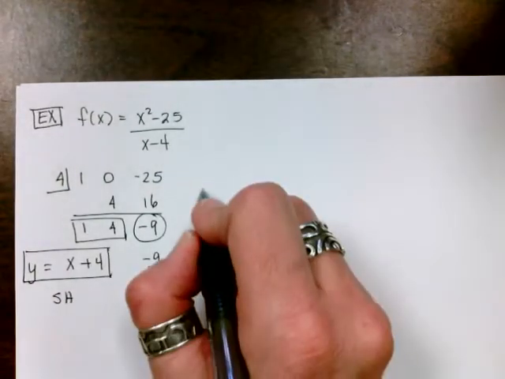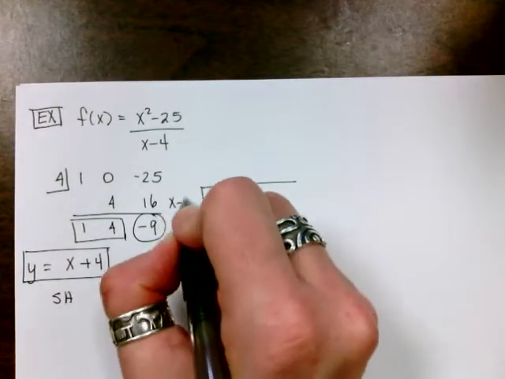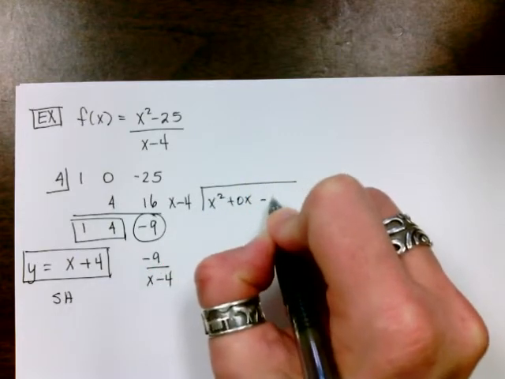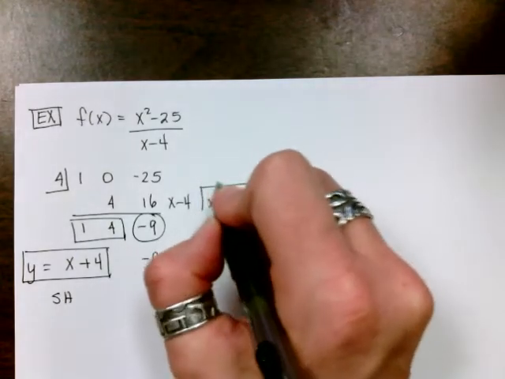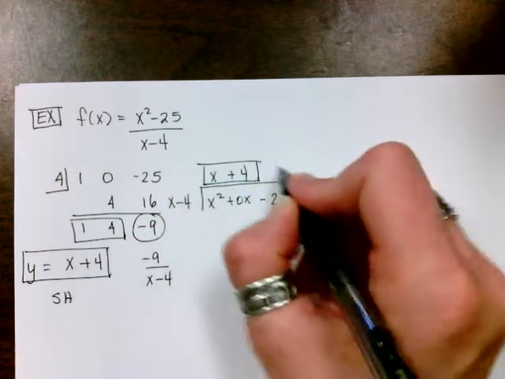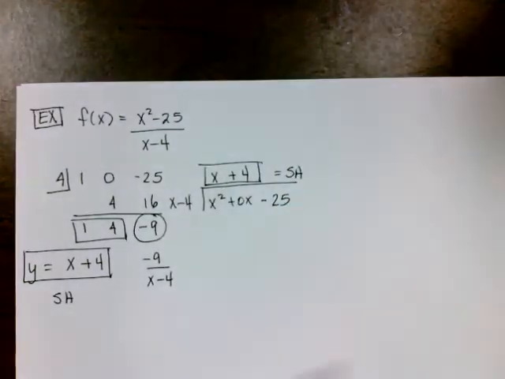So if we had been doing long division and dividing x minus 4 into x squared minus 0x minus 25, up here on the top I would have gotten x plus 4. That would have been my quotient. So that is my slant asymptote.